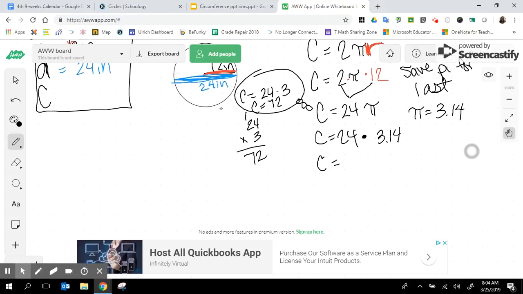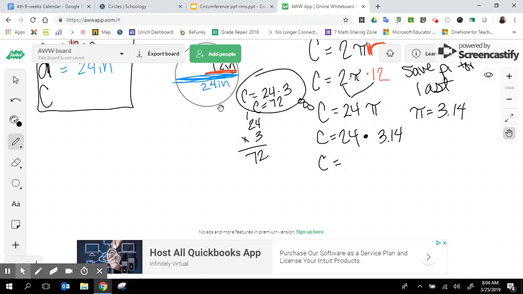I'm going to give myself some space over here. Oh, I still have it. Nope, pencil. Well, how did I not have it? I don't know. All right, I put the longer number on top, so I'm going to put 3.14 on top and 24 on the bottom.